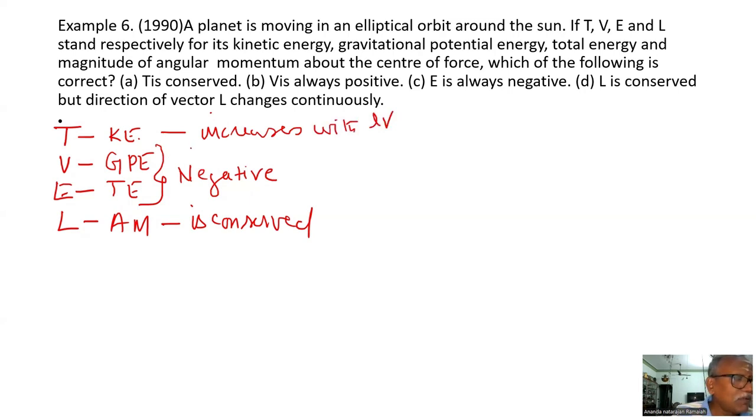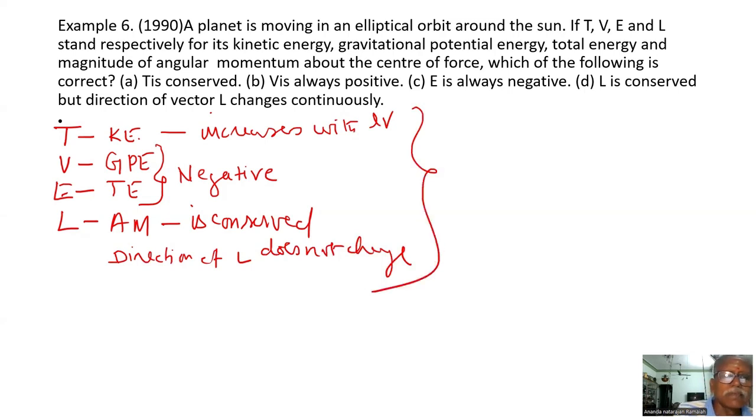Then what we know is that the direction of L does not change. These are the properties we know. Based on that, T is considered wrong. V is always positive, wrong. V is gravitational potential energy, that is negative, you know. E is always negative. Yes, this is correct.